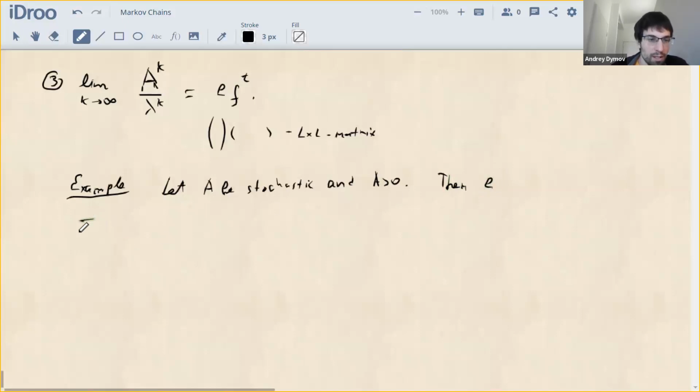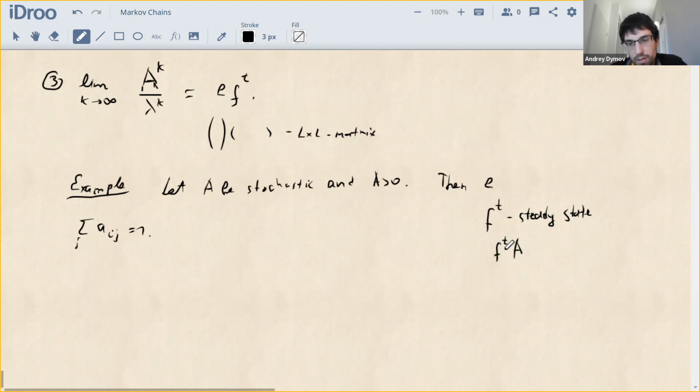I recall that stochastic means that the sum of its components over the row equals 1, right? What is the vector E? Steady state? No, the vector F is a steady state. So F transposed is a steady state, because F transposed A equals lambda F transposed, right? But for the moment we do not understand what lambda is. So, okay, let me take for E the column vector which consists only of ones, right?